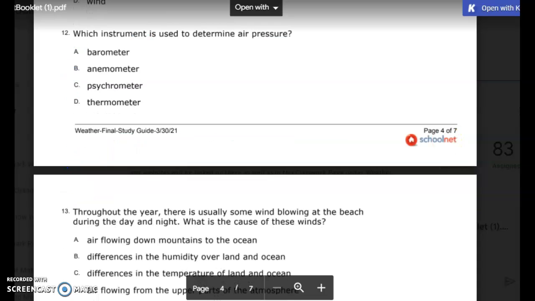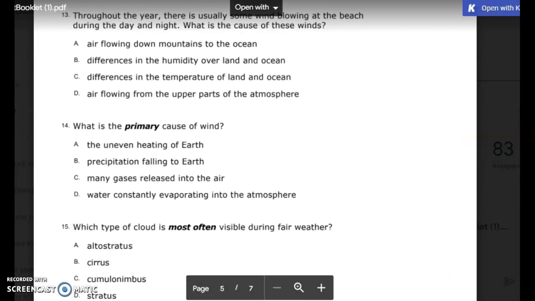I'm not even going to bother annotating on this one. One of those words we've never even talked about, the psychrometer. You know that's not the answer. Holy cow, you better know what a thermometer measures. Temperature. So you're down to barometer and anemometer, Gunner. Which one measures air pressure? An anemometer measures wind speed. Wind speed. All right. Moving on.